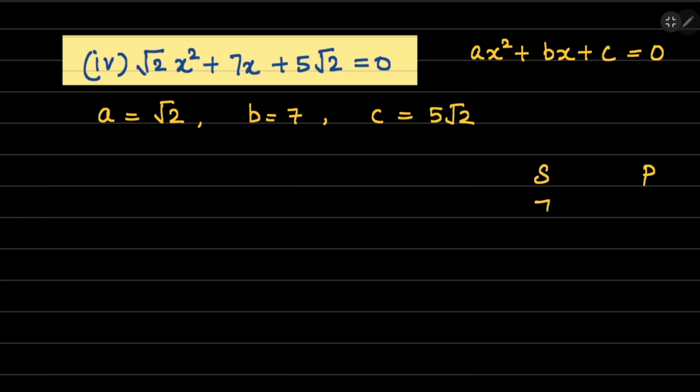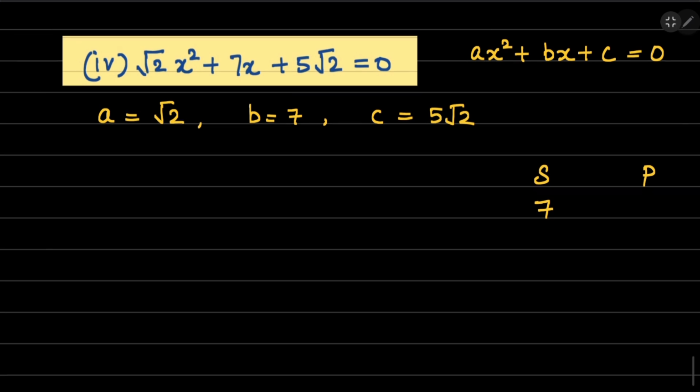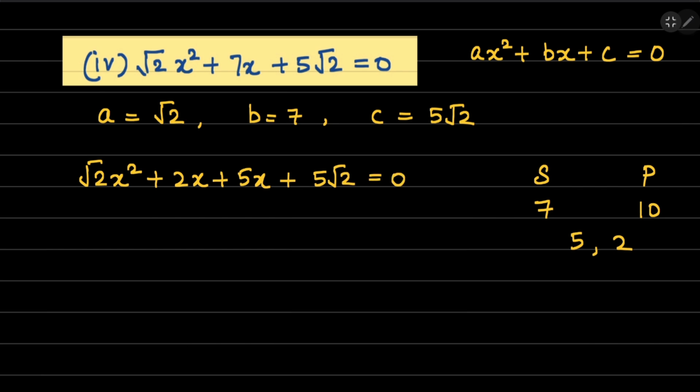Sum is always b, which is 7. Product is a into c. So 5 into root 2 into root 2 is 2. So it's 10. Again, we know 5 2s are 10. When you add, you get a 7. Now let's expand it. So you have got root 2 x square plus 7x can be written as 2x plus 5x plus 5 root 2 equal to 0.